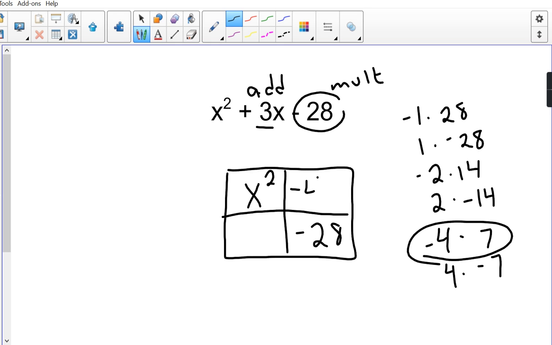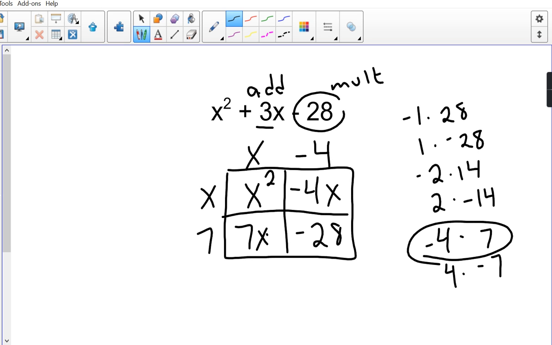So those are going to be our x terms, negative 4x and 7x. So now we could start doing the outsides of our box. X times x multiplies back to x squared. X times negative 4 multiplies to negative 4x. And x times 7 gets 7x. And just check that bottom corner. The outside number 7 and negative 4 multiply to negative 28.